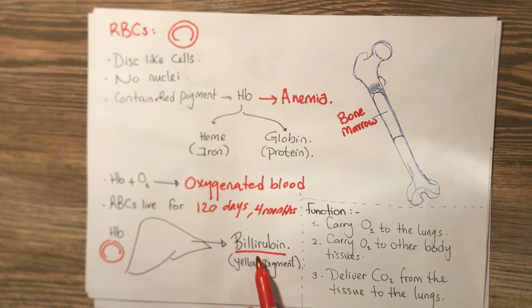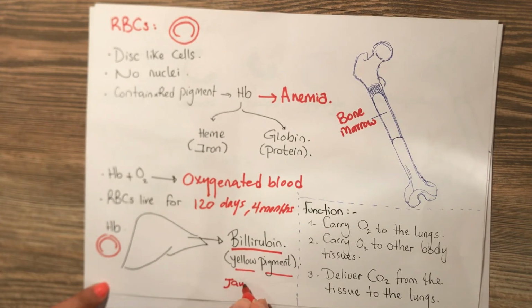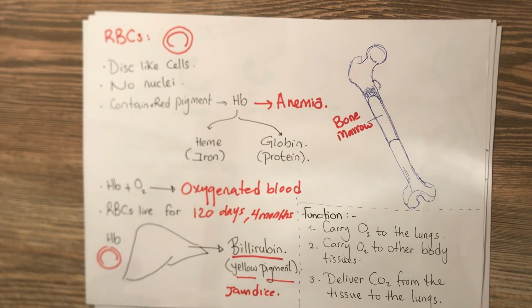If you get high bilirubin in your body, that means the hemoglobin is destroyed more than usual, or there is a disease causing your hemoglobin or RBCs to be destroyed, and the bilirubin is more than usual. You get a yellowish coloration in your sclera, which is called jaundice. You don't have to know all these details.